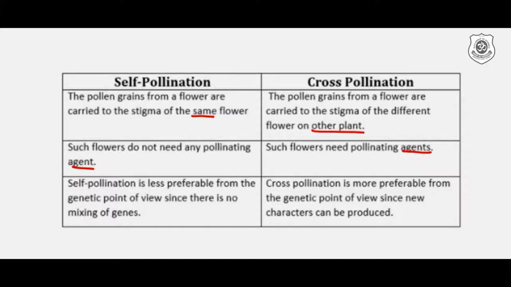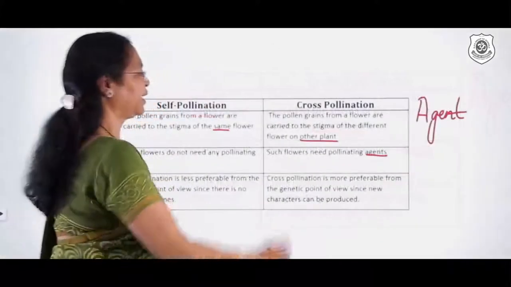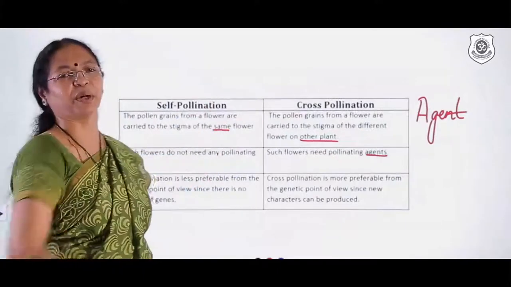And self is preferable, just because it can maintain its pure lines, homozygous condition. Cross definitely will bring about variations, and variations are the necessity for evolution to occur. Now again the term agent is something new on the slide. So I'm just trying to explain what you mean by an agent which causes pollination.